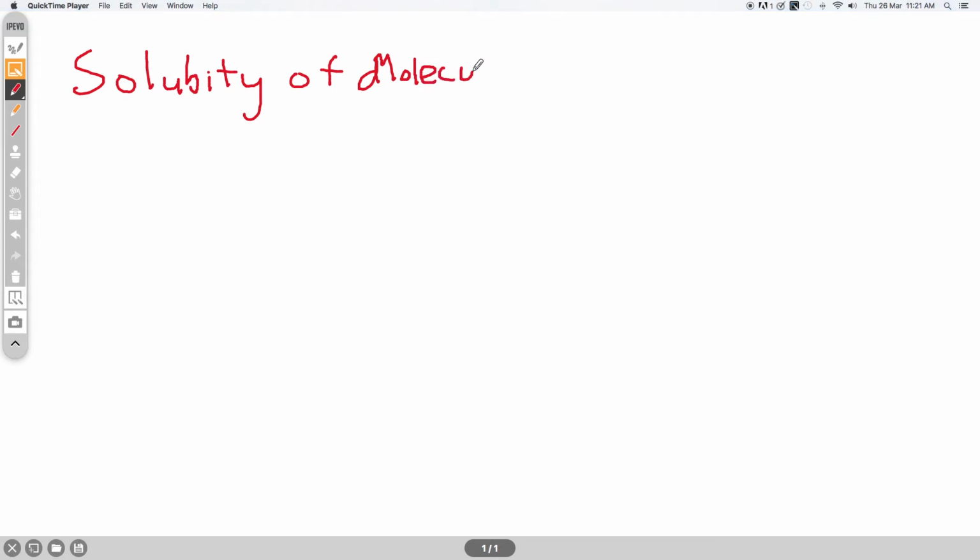Okay, today is about solubility of molecular substances in, so we're talking about why certain things dissolve in each other and why certain things do not. And I want to take us back to the experiment I did for you a couple of days ago to talk about this.